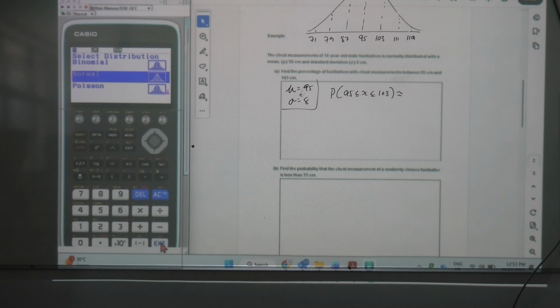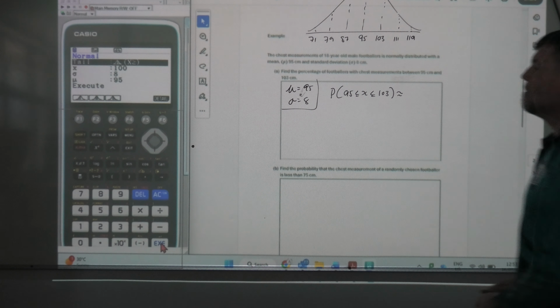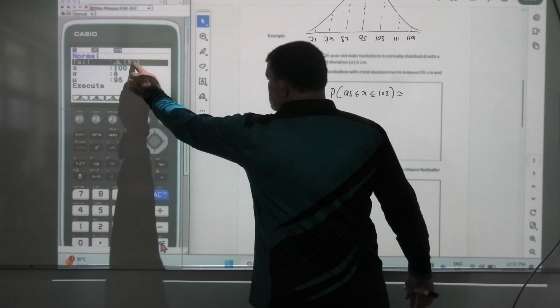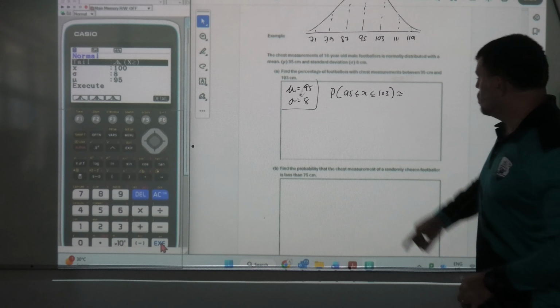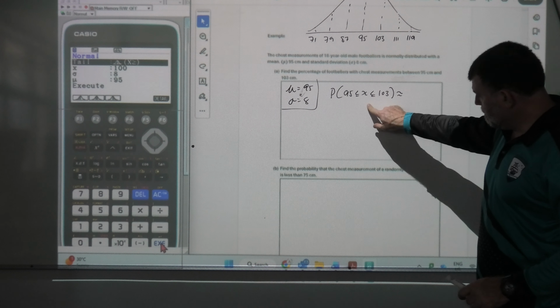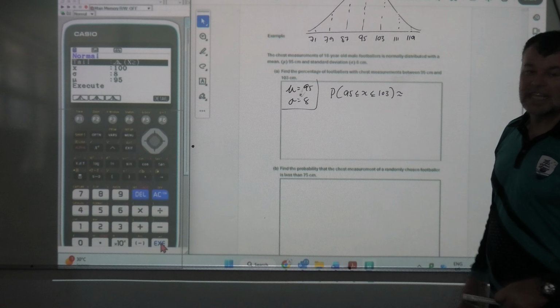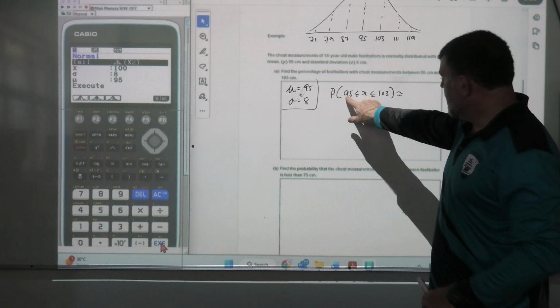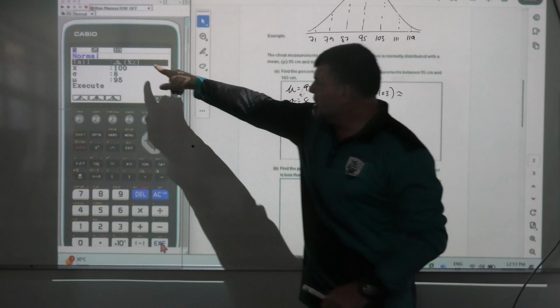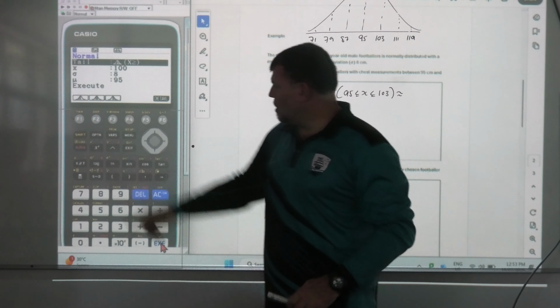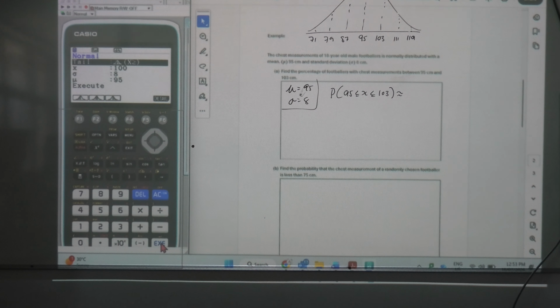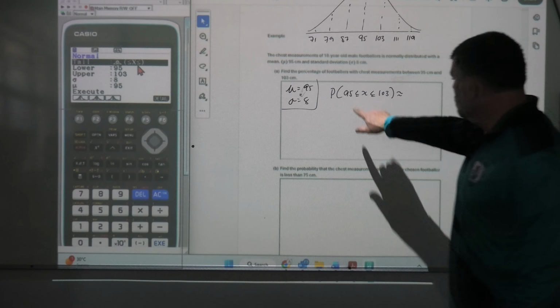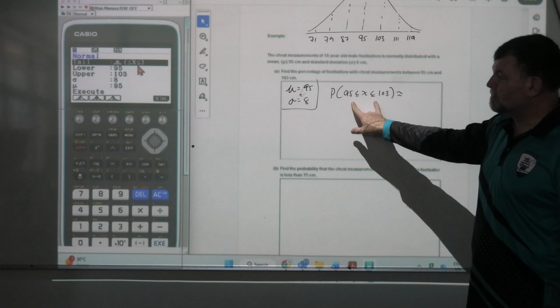So if we press enter on this, it's going to come up asking what your tail looks like. So for instance, is it between, is it greater than, or is it less than? In this case, we've got a notation up here where we've got a lower and an upper. So we need to change this so it looks like it's got a lower and upper. And we do this by selecting F2. And you'll notice that straight away it has the notation similar to what we have here.